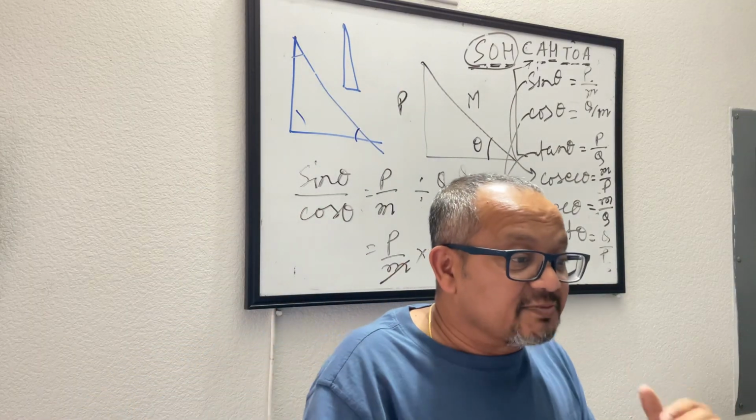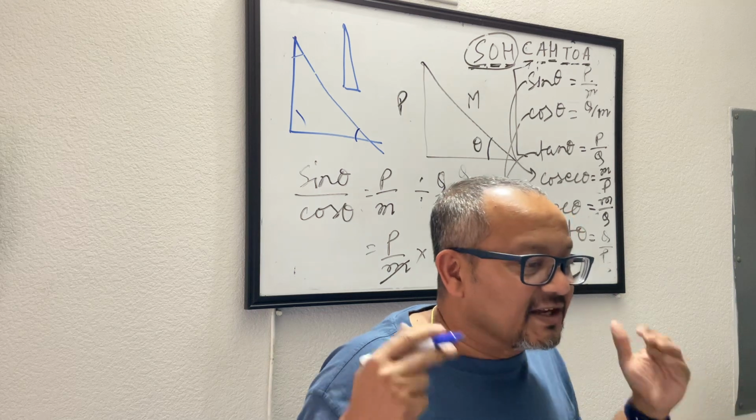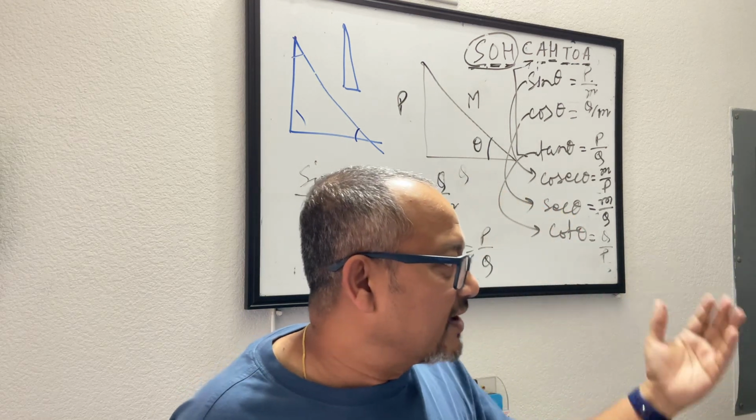So, trigonometry works as a bridge between sides and angles, okay? The relationship between the sides and angles you can find out.